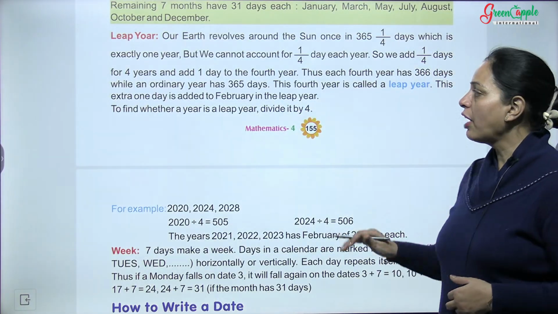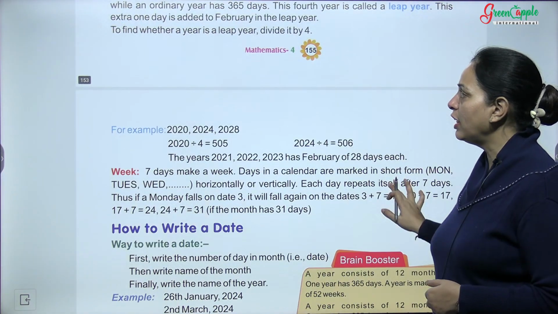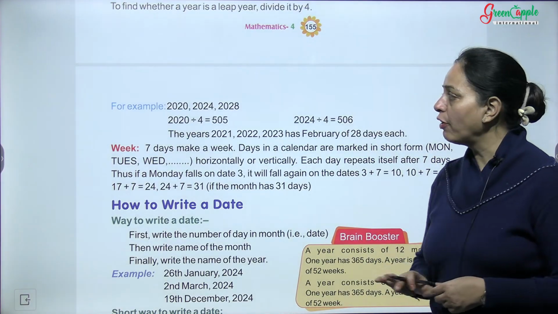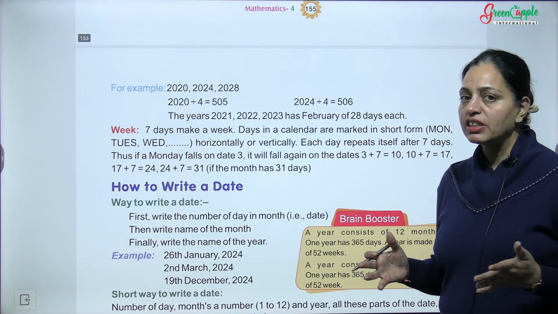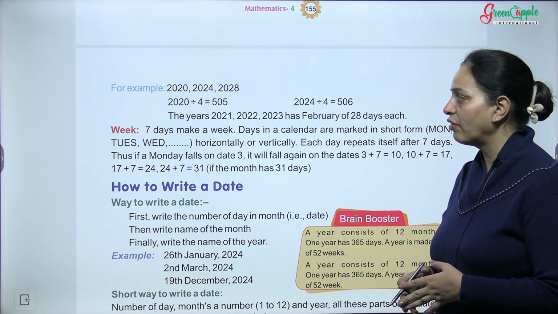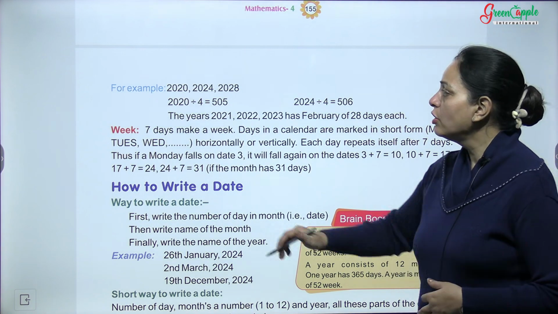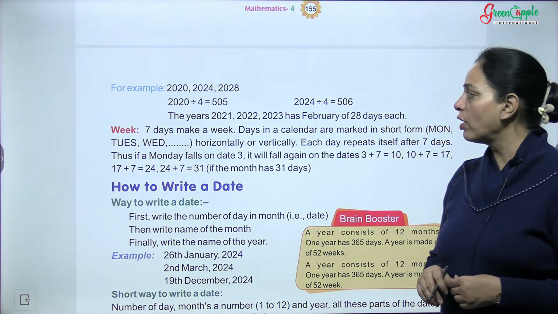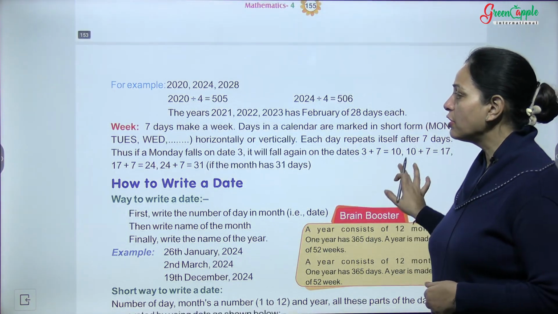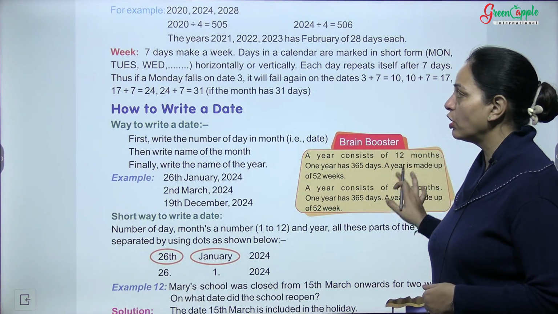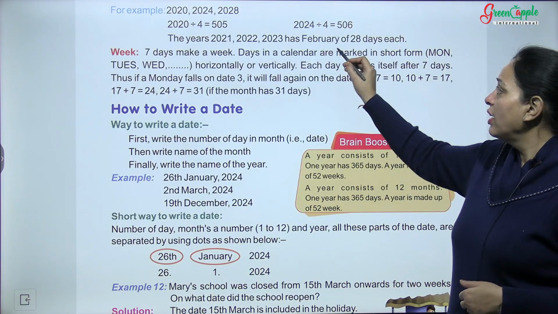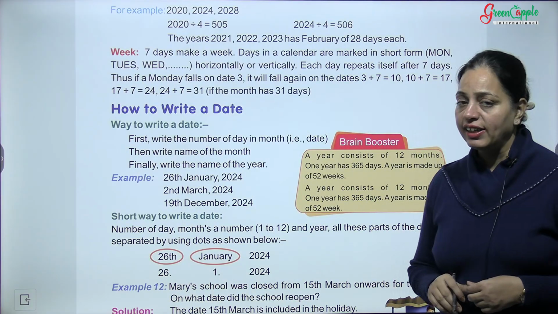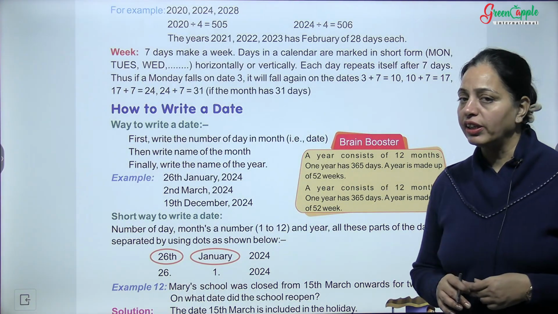leap year. Now to find whether a year is a leap year or not, divide by 4. If it is exactly divisible, then yes it is, otherwise not. For example, 2020, 2024, 2028 all are divisible by 4, but 2021 and 2022 have February of 28 days each because these are ordinary years.